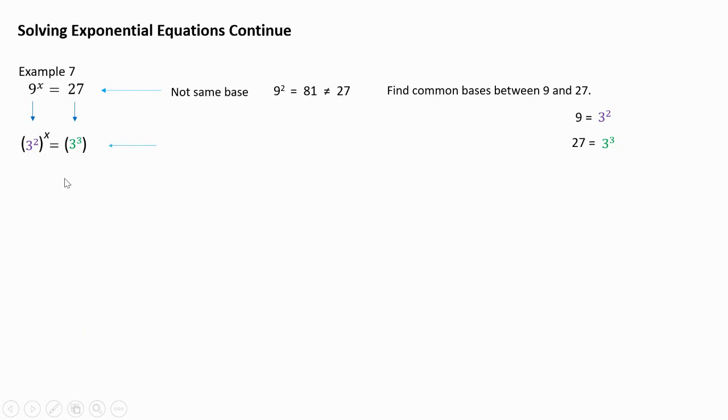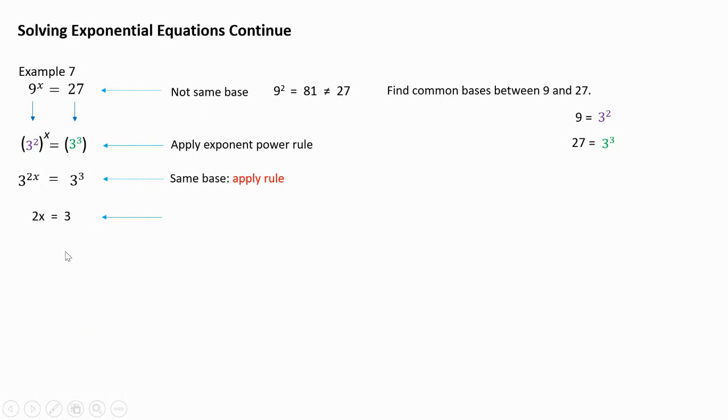Now, here on the left side, I'm going to apply the exponent power rule, which means when you have a power to a power, we multiply the powers. So 3 squared to the x power is equal to 3 to the 2 times x, and that equals 3 cubed, right? Now we got the same base, so now we can apply the rule. And the rule states, when you have the same bases, you let the exponents equal to each other.